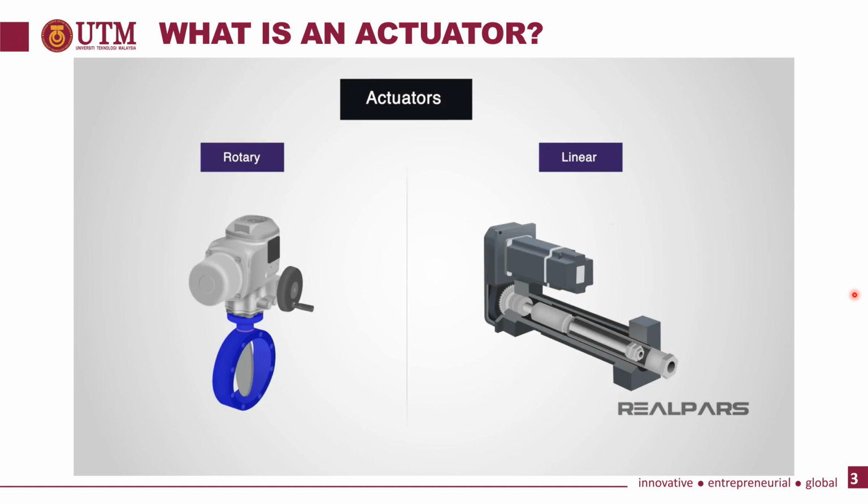Okay, let's review what we've discussed. An actuator is a device that makes something move or operate. An actuator can move something in a straight line, referred to as linear, or in a circular motion, referred to as rotary.